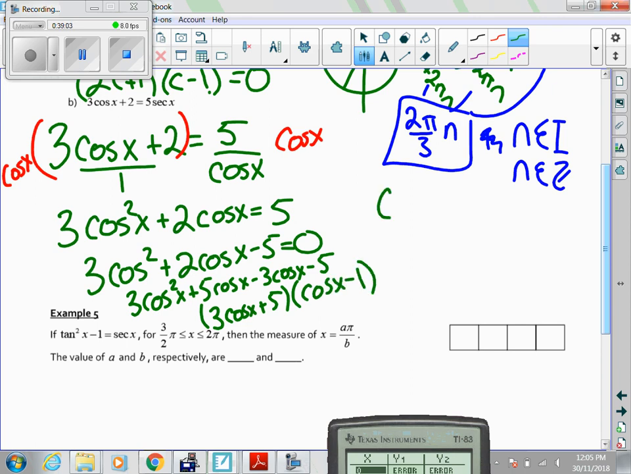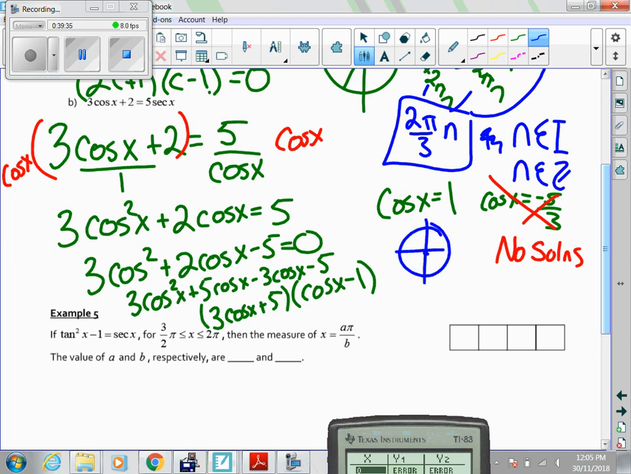Now remember, that means cos x equals 1 or cos x equals negative 5 thirds. Because negative 5 thirds is less than negative 1, sorry, I can just ignore that. That's not going to have any solutions. Cos x equals 1, however, does have solutions. That's going to be at 0 and 360. So that's my solutions right there. So 0 and 360 are my only solutions.